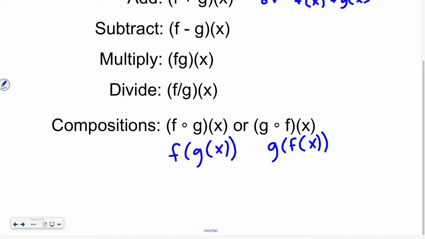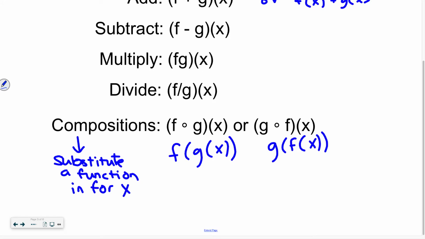So it's a composition. Remember, the composition is substitute a function in for x. So you're not doing multiplication. It's not like f times g. You're taking g and you're replacing the x with that function. Okay, so it's a substitution, not really an operation.